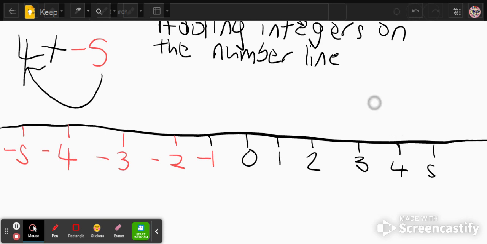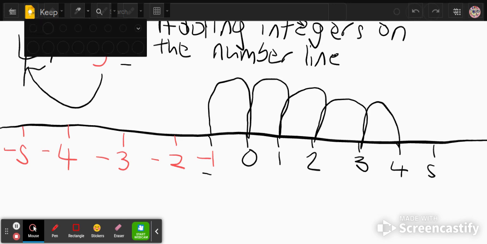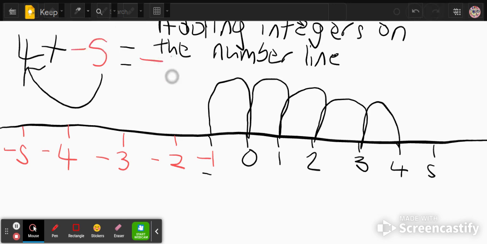So it would be 1 space, 2 space, 3 space, 4 space, and 5 space. So therefore, we land on negative 1. So our answer is 4 plus negative 5 will leave us with negative 1, right? Yes, let me just use a red highlighter for this. So the answer is negative 1.